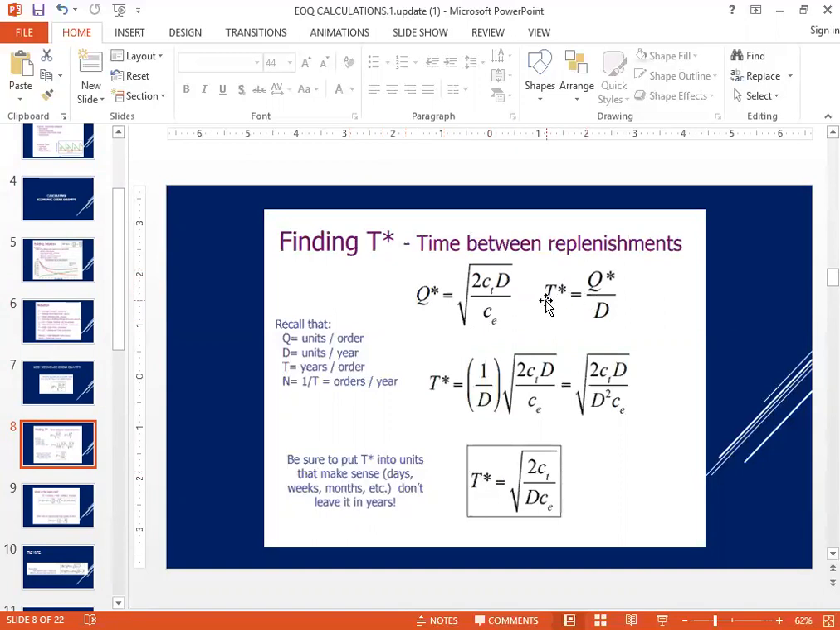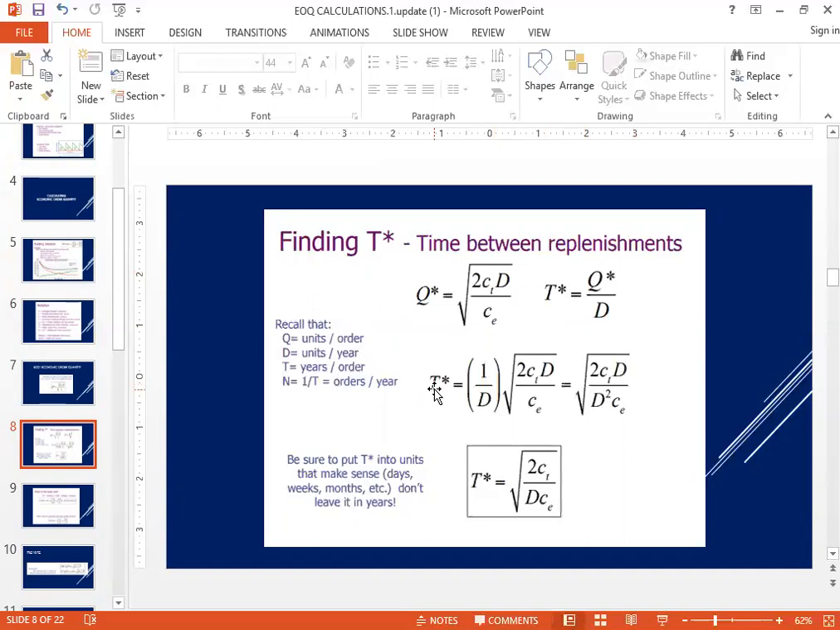Now T, T star. How often should you be placing an order? Let's say after how many days? T star is the EOQ, Q star, divided by D. And this will give you T star in years. If the question says in days, you will need to multiply T star by 365. If it says in years, you just give T star. If it says in months, you take T star and multiply it by 12.